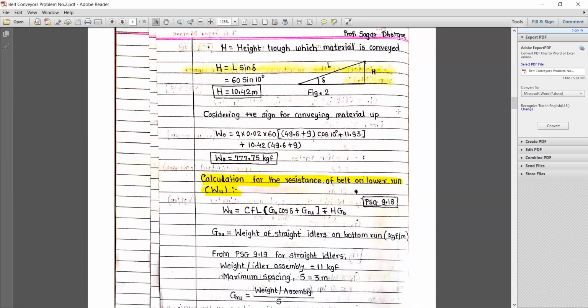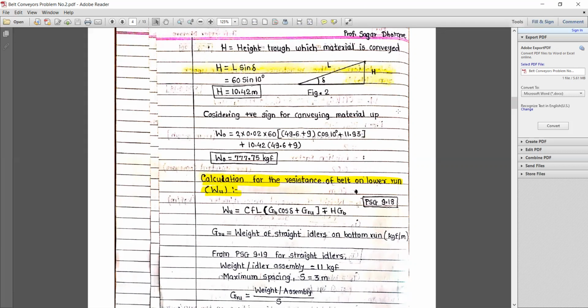Now next, to calculate the height of the trough where the material is to be conveyed, H is equal to L sine delta, 60 into sine of 10 degree. So H is equal to 10.42 meter. Consider a positive sign for conveying material up, because it is very important. If you are conveying the material down, the sign considered is negative, and when conveying material up, we have to consider a positive sign, as the note given below the page says.